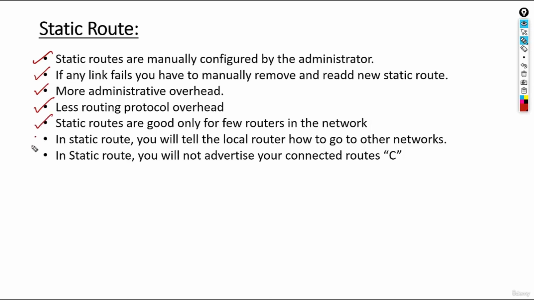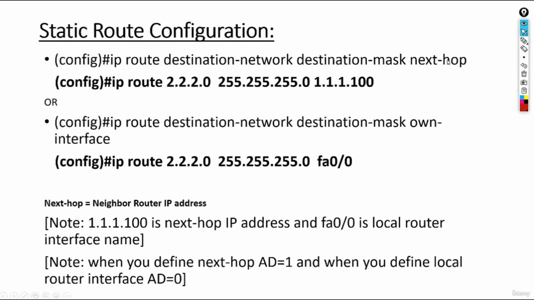The main difference between static route and dynamic routing protocol: in static route, you will tell the local router how to go to other networks, and also in static route, you will not advertise about yourself. That means you will not advertise your connected routes. It's the exact reverse for dynamic routing protocols. And we are going to see how to configure static route in the next slide.